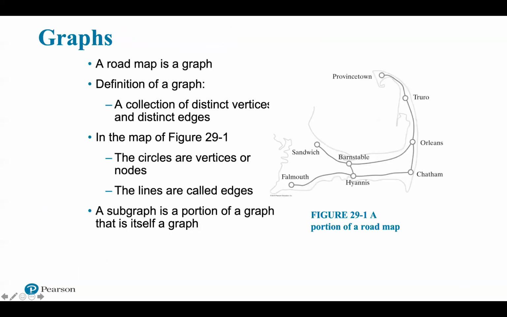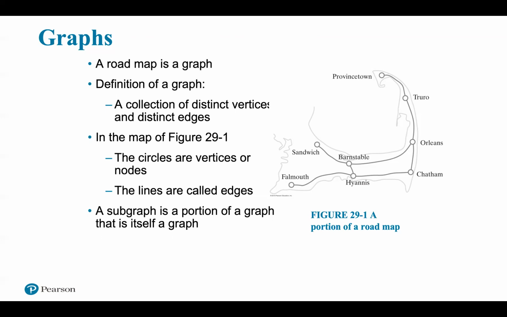So here's some examples and terminology. Although the graphs you have drawn in the past likely are not the kind of graphs we will discuss here, the examples in this section will be familiar, but you probably have never called them graphs. So keep that in mind. So let's give an example of roadmaps. Figure 29.1, which is shown here, contains a portion of a roadmap for Cape Cod, Massachusetts. Small circles represent the towns, and the lines that join them represent the roads. A roadmap is a graph.